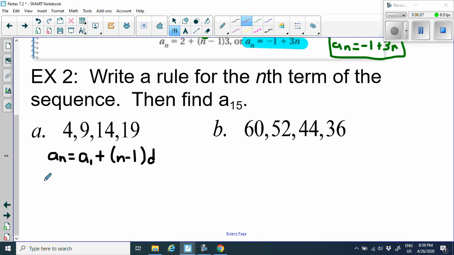Okay, so our a sub 1 is always the first term of our sequence. So notice here that our first term of our sequence is 4. Now our d is going to be that common difference. In order to figure this out, we need to determine how we can go in order to get this sequence. Well, going from 4 to 9, that shows that we added 5.